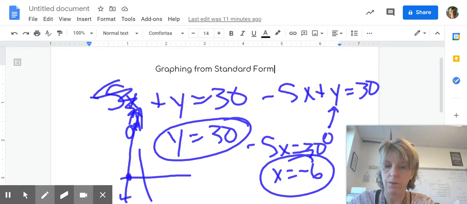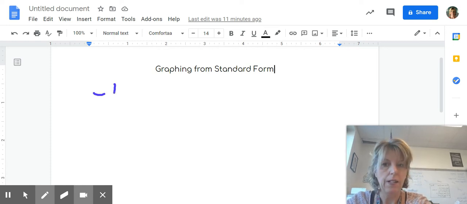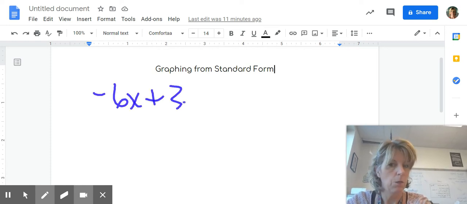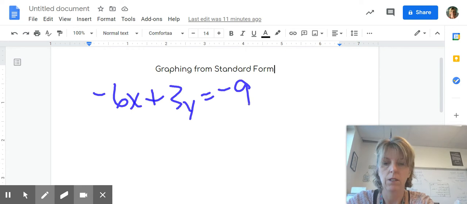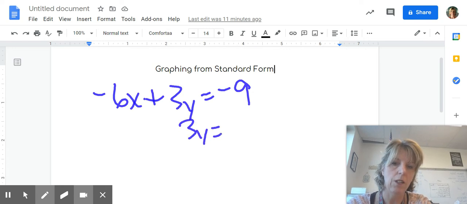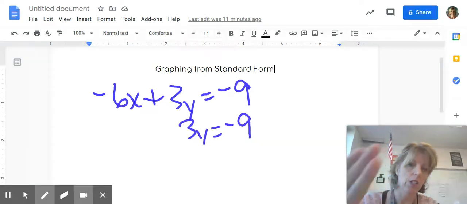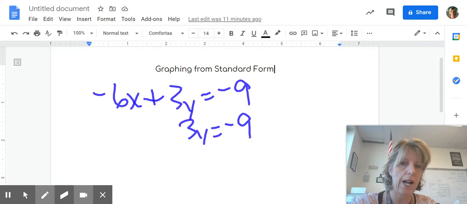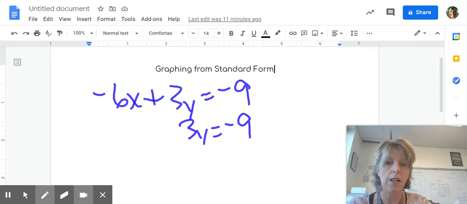All right, 3 more. Negative 6x plus 3y equals negative 9. Cover up the x and solve for y. You get 3y equals negative 9. My hand is literally just covering up the negative 6x. I'm just hiding that from my sight. 3y equals negative 9, so I get y equals negative 3.